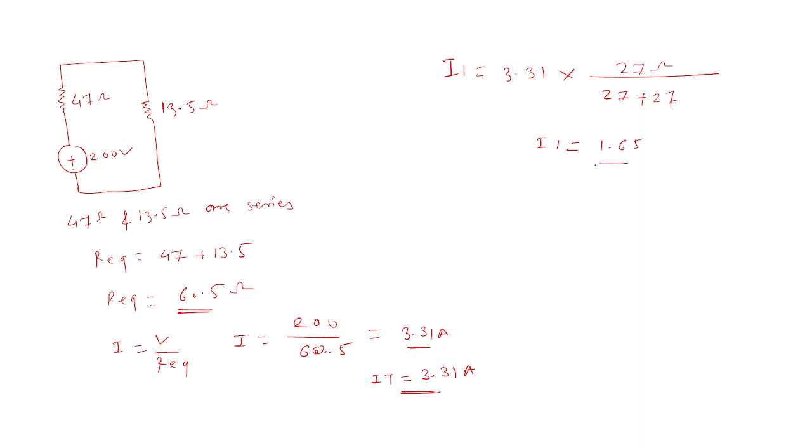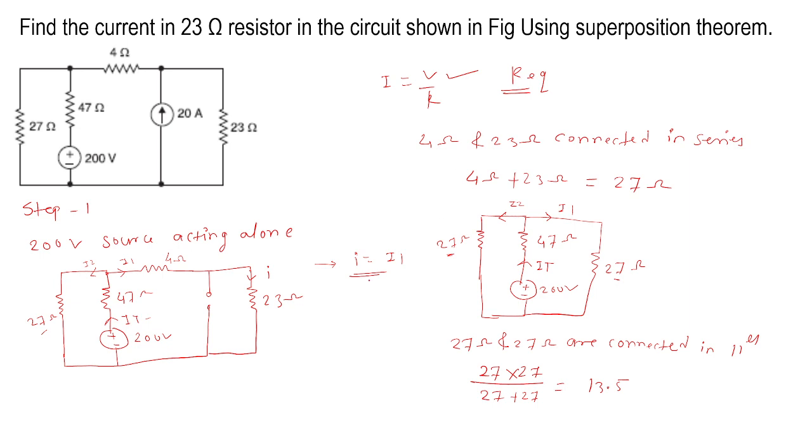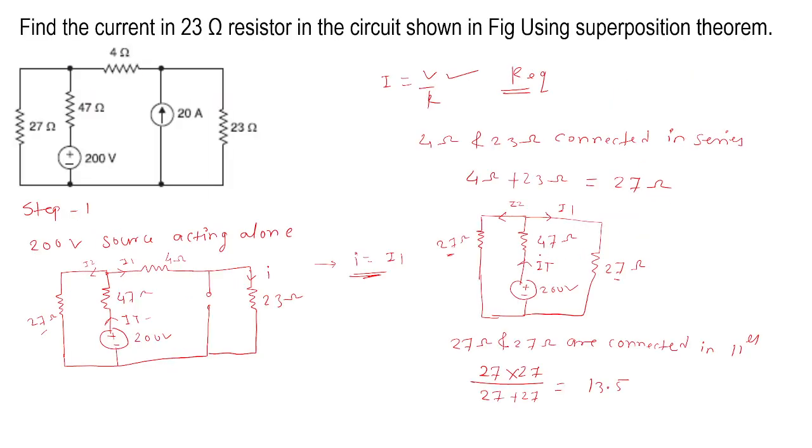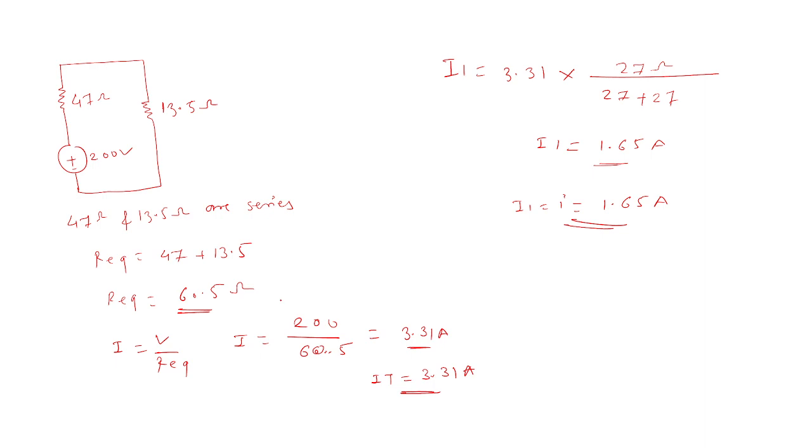1.65 ampere. So this is the I1. But मला काय कळते, I1 कोण आहे माझा, तर I1 this is my small I. So I is equal to I1 is equal to small I, that is 1.65 ampere. हे कधीचा आहे, तर हा जो काही करंट आहे, ज्यावेळी दिलेल्या सर्किटमध्ये 200 व्होल्टेज सोर्स हा ऍक्टिंग अलोन करतो, तर या स्मॉल आय ची व्हॅल्यू किती आहे 1.65 आहे. आय होप हे सगळ्यांना कळालं असेल.